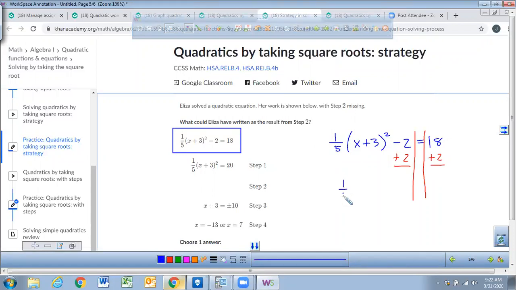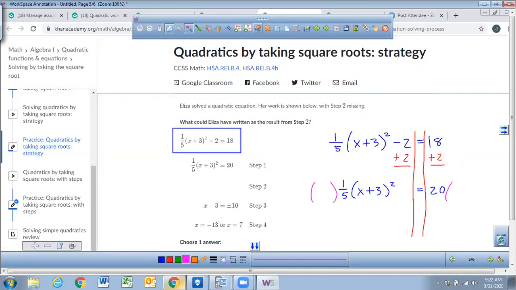So we have 1/5 (x plus 3) squared equals 20. Now, this is the part that's going to be maybe confusing to some people. We have a pesky 1 divided by 5. Besides dividing both sides by 1/5, does anybody know what you could do to both sides to get rid of a 1 divided by 5?